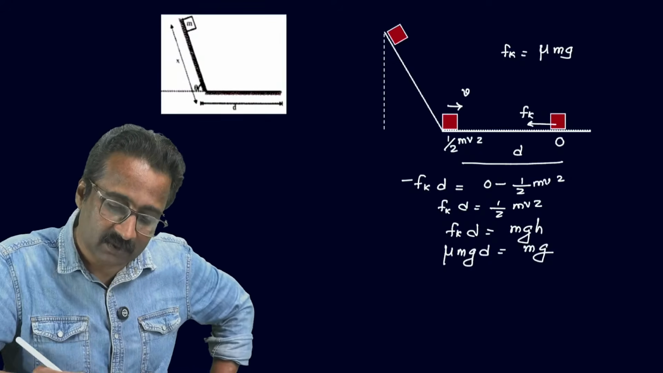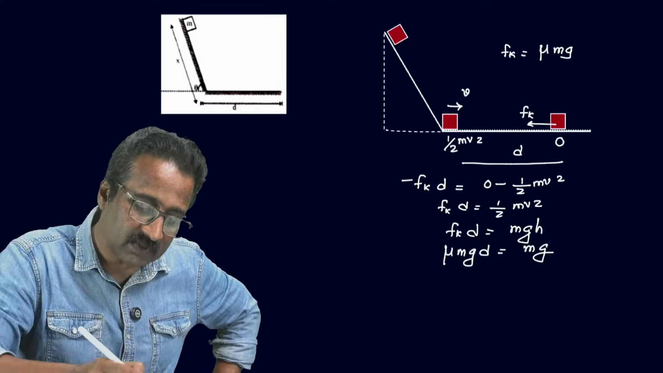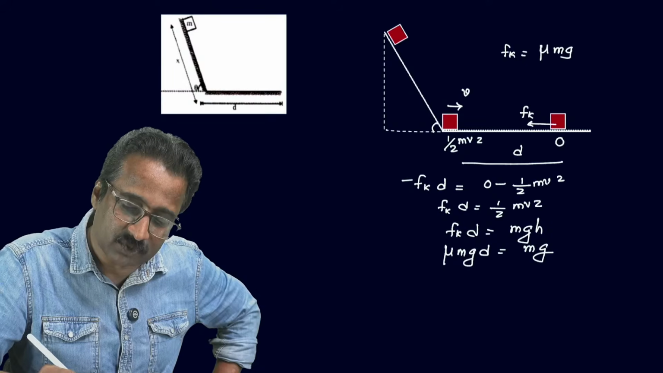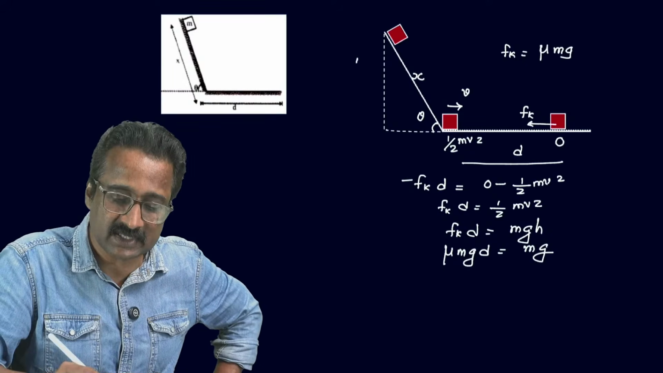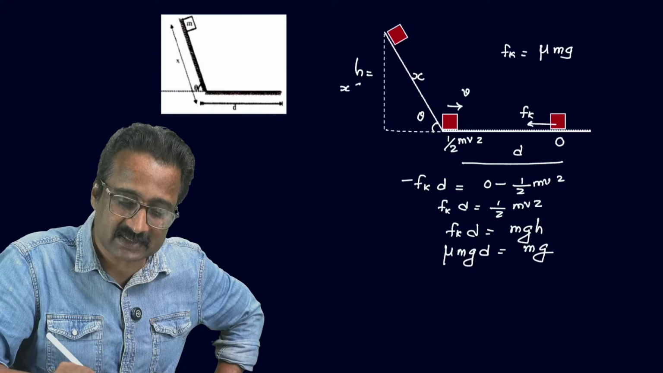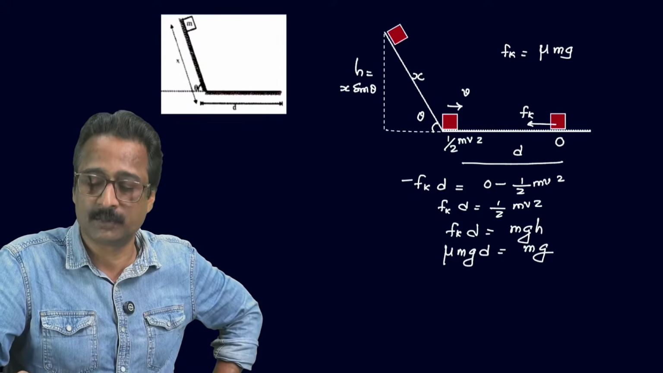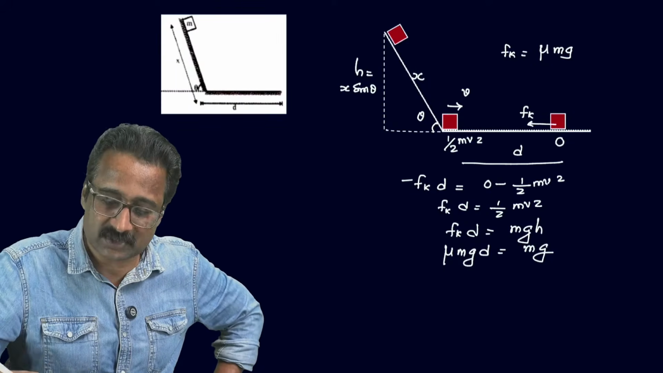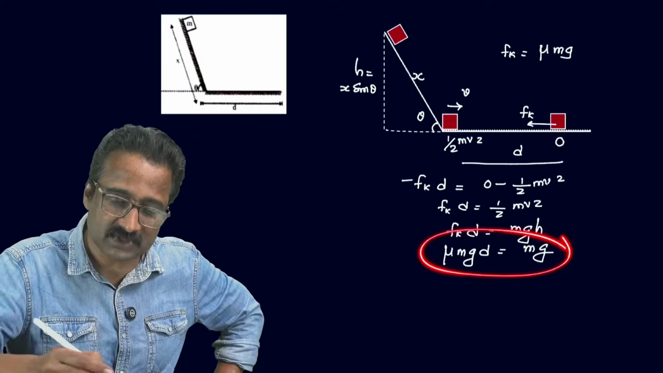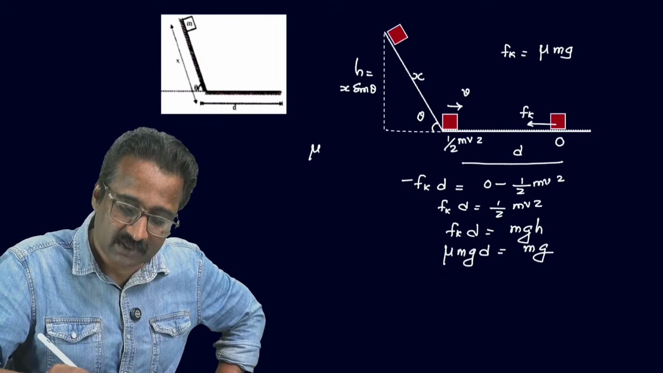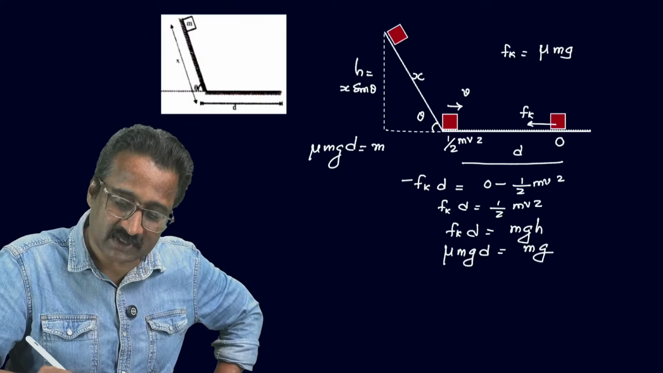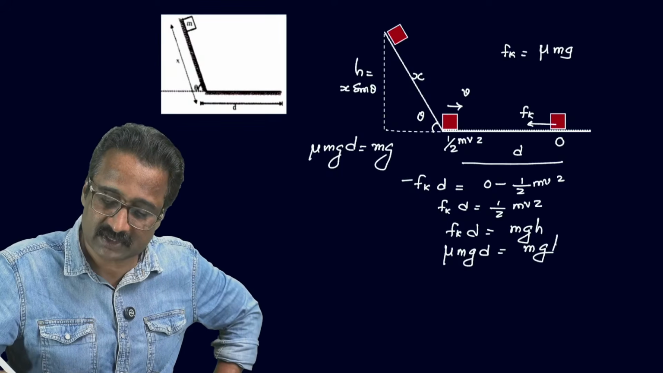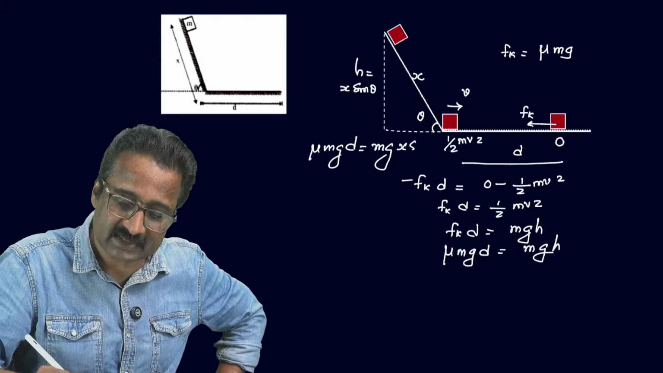Now this angle is given to be theta, and the length of the plane is given to be x. So clearly this h is nothing but x sine theta because it's the opposite side. Let me rewrite this equation: mu mg into d is equal to mg into h. H is equal to x sine theta.